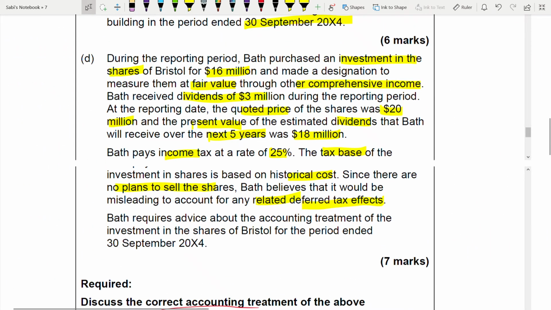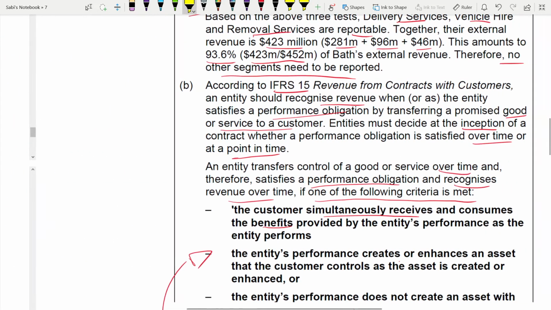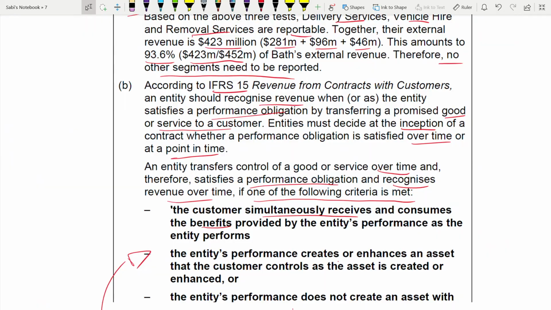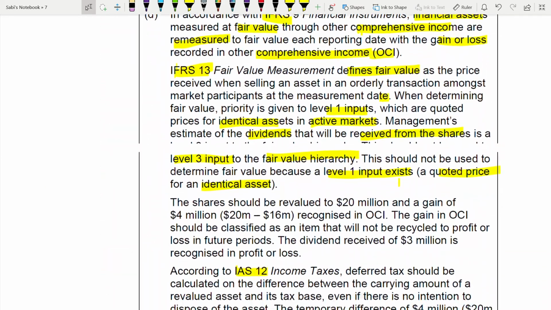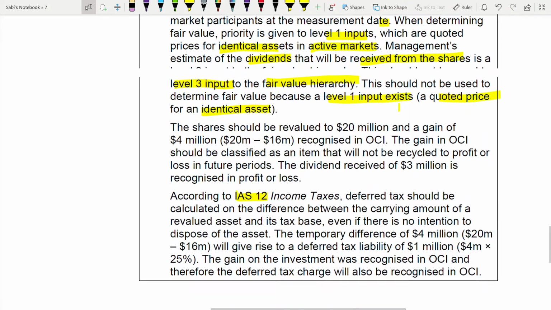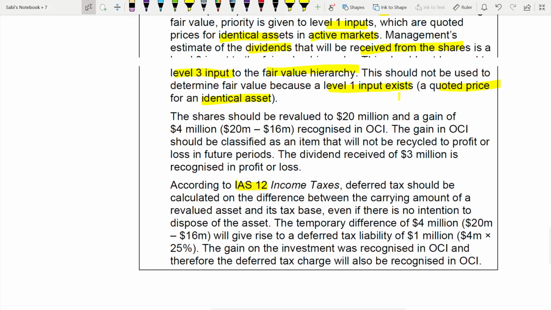See, they told that at the reporting date, the quoted price of the share was 20 million. Quoted price, what does it mean? Level 1 information is there. The input for level 1 is there. The quoted price is there. Quoted means what? Level 1. So you have to use level 1 or level 3. Now we are talking about some calculation that has to be done. Okay, those are the knowledge part.